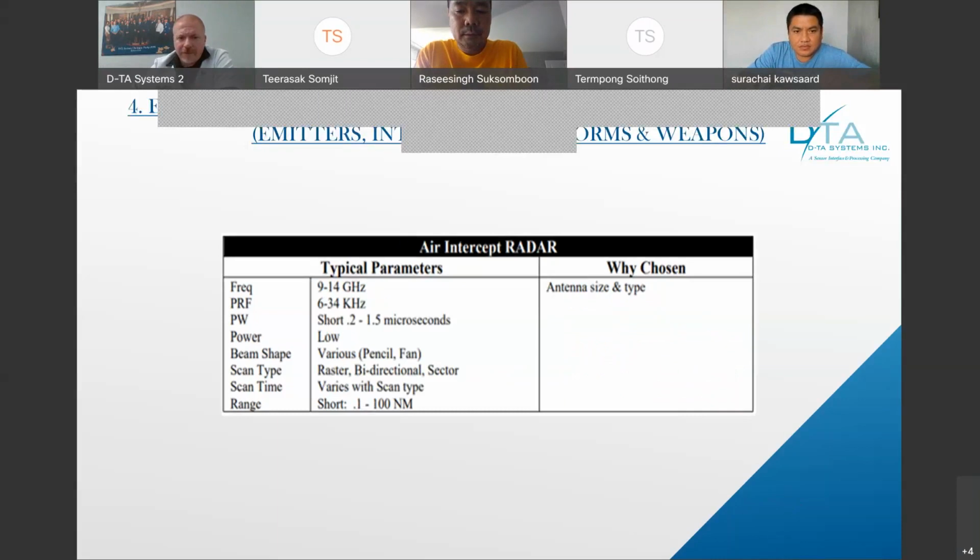Air intercept radar, generally going to look at 9 to 14 gigs, again antenna size and type variant. Your PRF can be anywhere from 6 to 34,000 hertz. Your pulse width will be short. Power is going to be generally low. Your beam shape will vary anywhere from a pencil to a fan. The scan type can be anywhere from raster to sector or bidirectional. Scan time can vary with the scan type, and your range can be anywhere from 100 nautical miles or less.